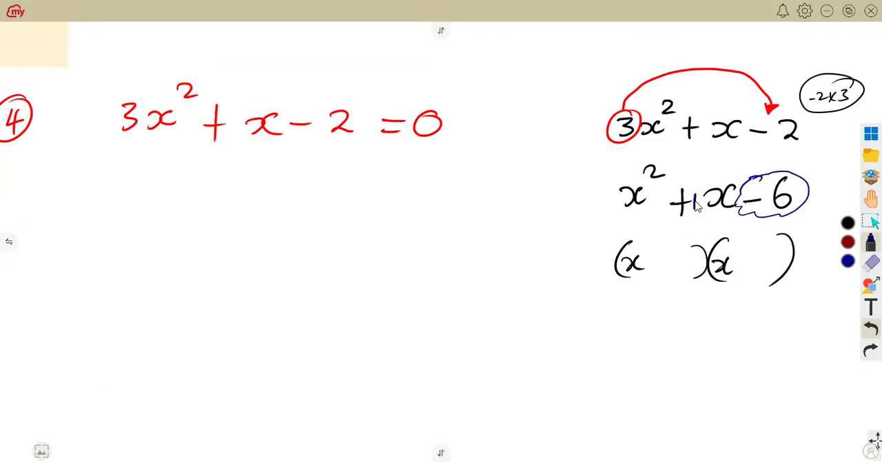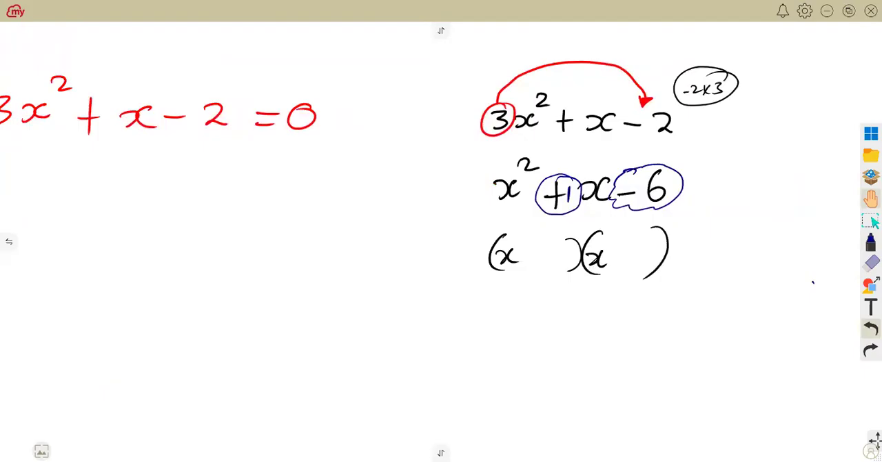But when you add, you must get a positive 1. So we need factors of negative 6, two numbers whose product is negative 6. So you can use 3 and minus 2. 3 times minus 2 is minus 6. If we add 3 plus minus 2, that's a positive 1. So we've got a plus 3 and a minus 2.